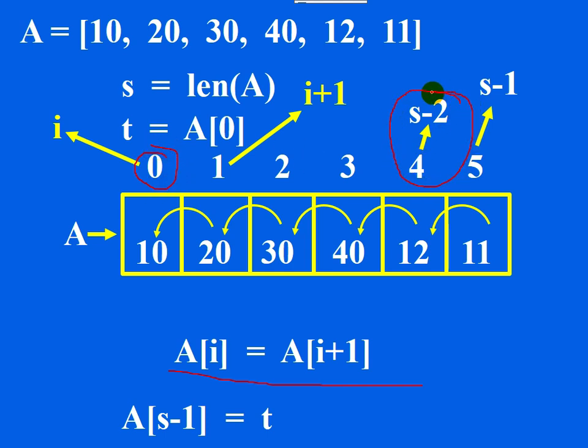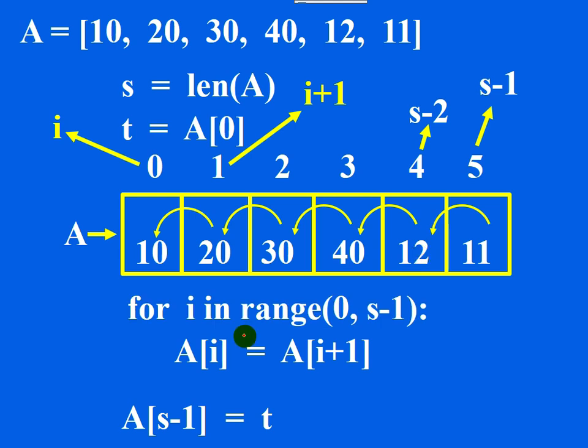Okay, your i varies from 0 to s minus 2. How can you write the code for i varies from 0 to s minus 2? You can write the code like this: for i in range(0, s minus 1), because the range function returns all the integers starting with 0 ending with s minus 1 minus 1, that is s minus 2.